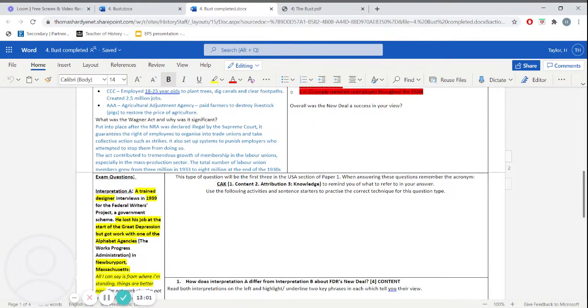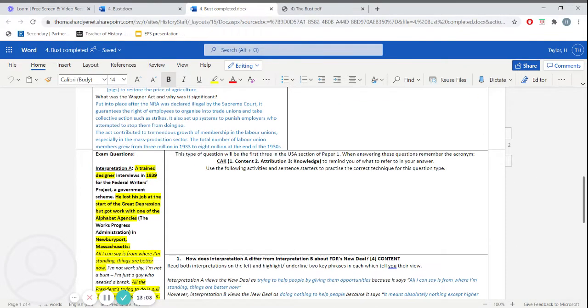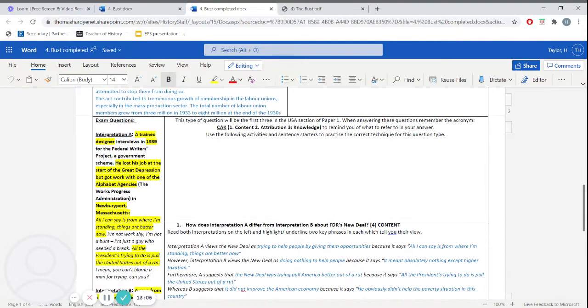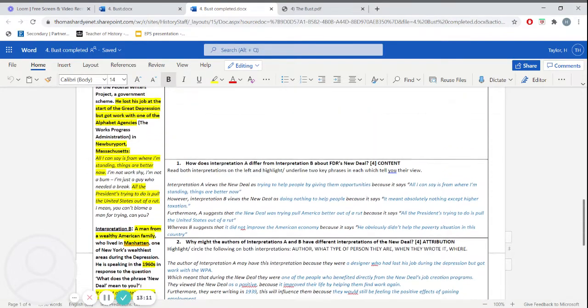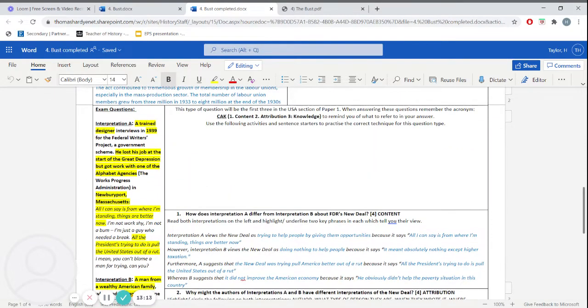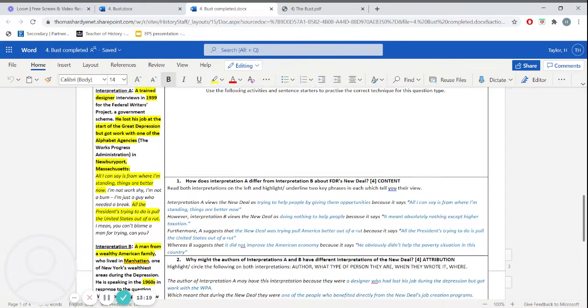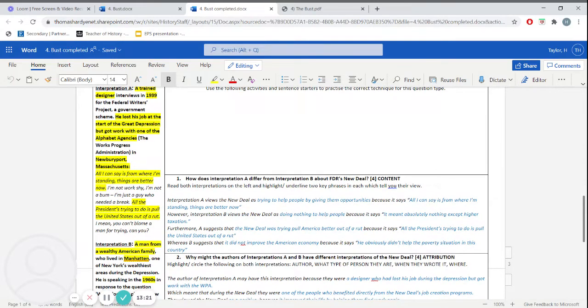Right, so now let's get to our exam question. So this is an interpretation question where you have to look at these two interpretations and answer the question. So we'll just go through them one by one. Hopefully you will have already read the interpretation, so I'm not going to do that for you again. So we'll start with, how does interpretation A differ from interpretation B? Now this one, very simply, it just wants you to basically say what interpretation A says and how that's different to what interpretation B says.